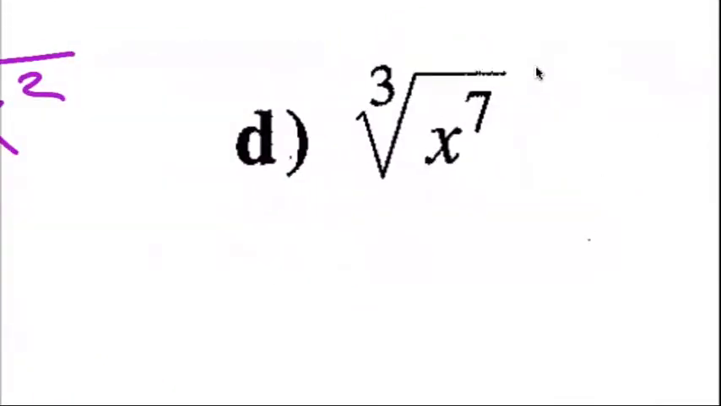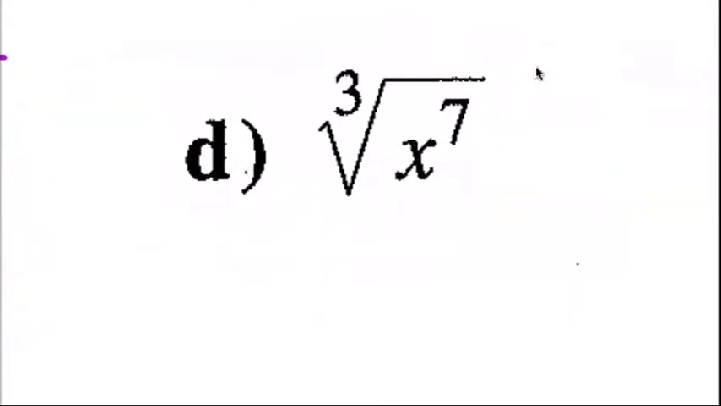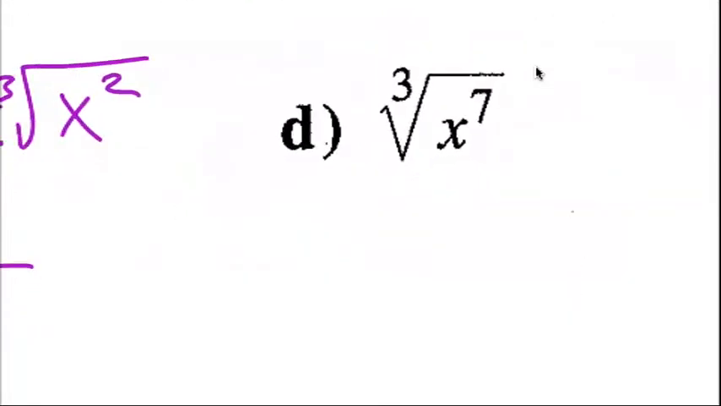Question D. How many groups of 3 can I get out of 7? Well, I can get 2 groups, can't I? So this would technically be x squared. What's left over? 1 x. Oops, put that too close. X squared times cube root x.